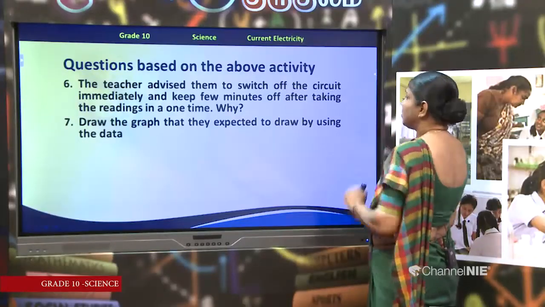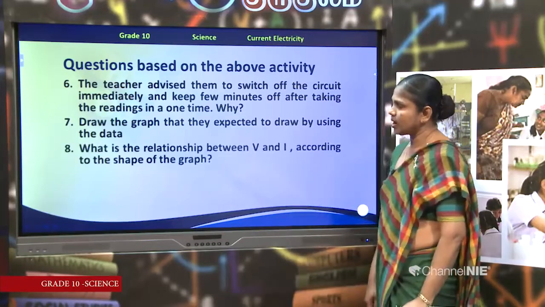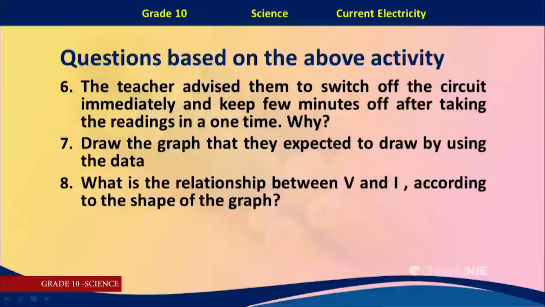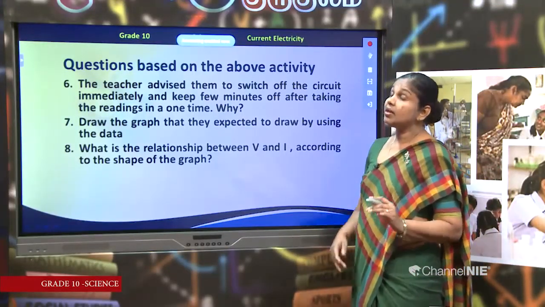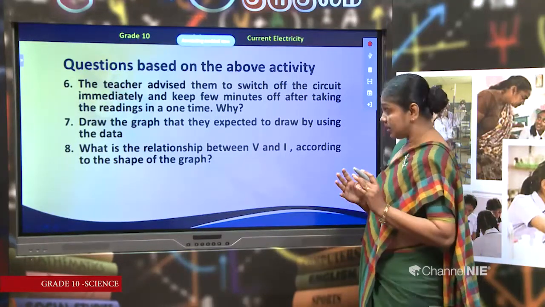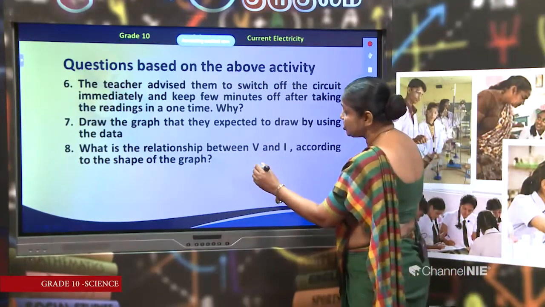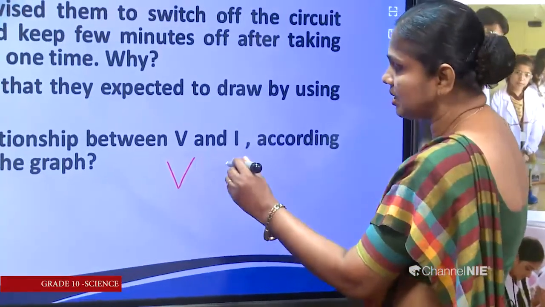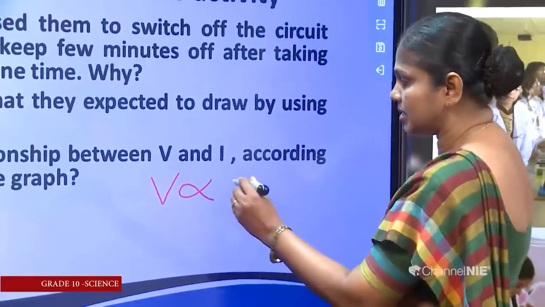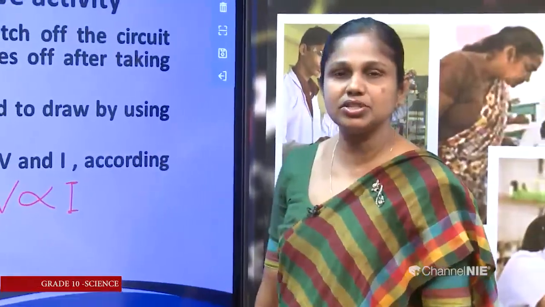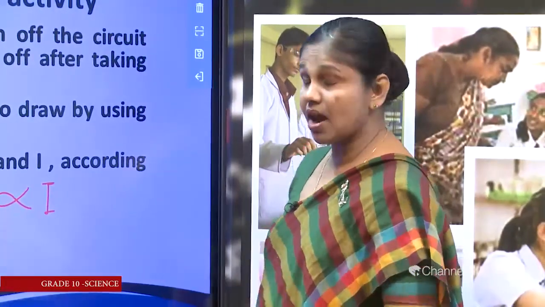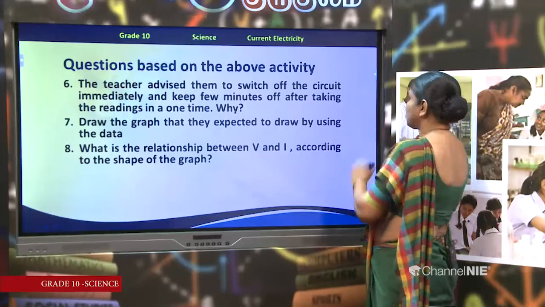Okay. Then next question. What is the relationship between V and I according to the shape of the graph? What is the relationship, children? We got that V and I have a direct proportional relationship. This can be written as V directly proportional to I. This is the relationship we got by the graph, children. Next question.